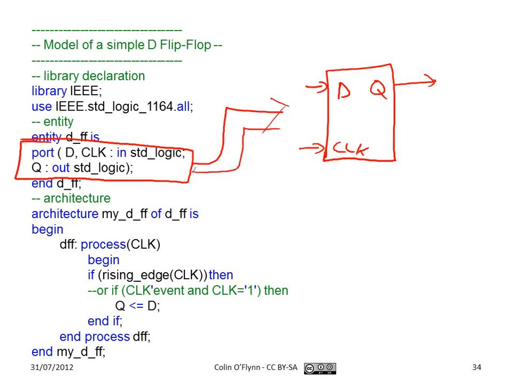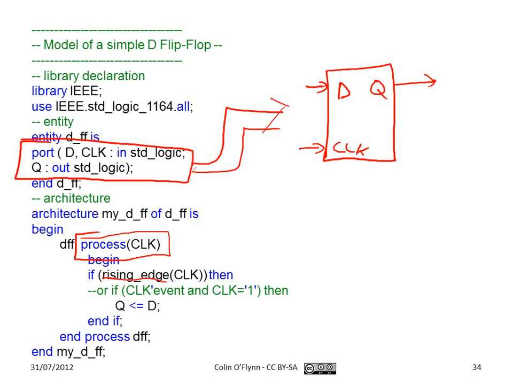Now we have what actually happens in the design. We have a process, and the process, as you can see, is only dependent on the clock. So whenever the clock changes, it'll run, not whenever the D input changes. And we use this construct here, this macro that says rising edge, which is used to only work on the rising edge of the clock. That will evaluate to true if it's the rising edge of the clock.